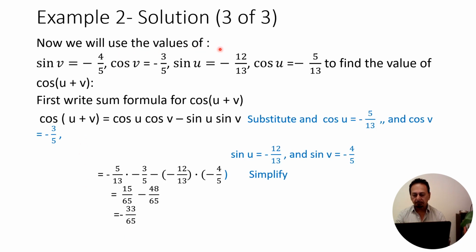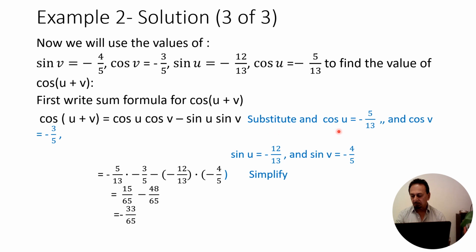Now we will use the values of sine v equal to minus 4 over 5, cosine v equal to minus 3 over 5, sine u equal to minus 12 over 13, cosine u equal to minus 5 over 13 to find the value of cosine of u plus v. So first we write the formula for cosine of u plus v. Cosine of u plus v is cosine u cosine v minus sine u sine v.